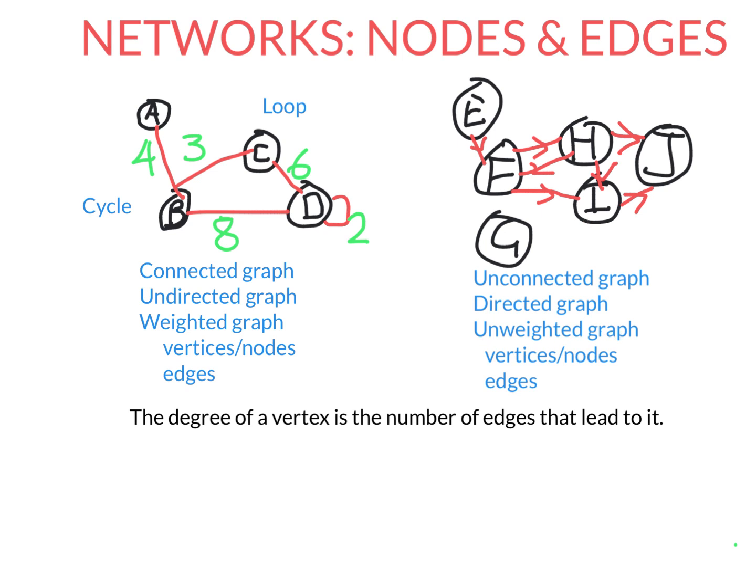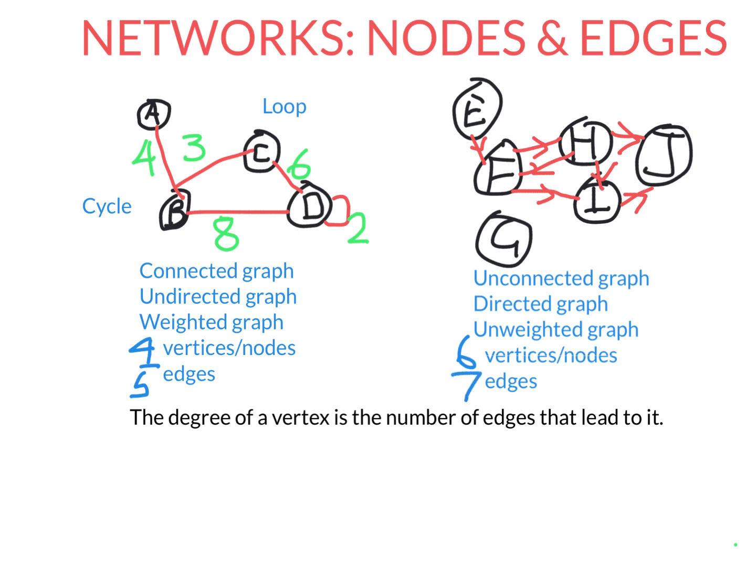So this here is a graph that has 1, 2, 3, 4 vertices or nodes. Remember, vertices and nodes are the same thing. It has 1, 2, 3, 4, 5 edges, whereas this directed graph over here has 1, 2, 3, 4, 5, 6 vertices or nodes, and it has 1, 2, 3, 4, 5, 6, 7 edges.